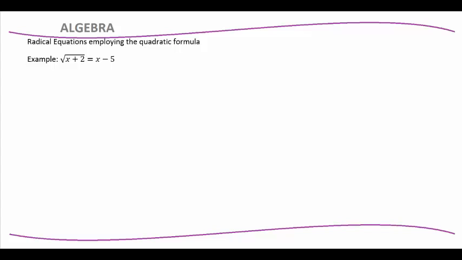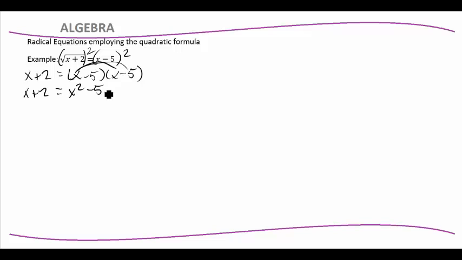We're going to start off by getting rid of the square root. So we're going to square both sides of the equal sign. We're going to get x plus 2 equals x minus 5 times x minus 5, since it's squared, it'll be times itself. And now we're going to FOIL. We'll get x times x, which is x squared, x times negative 5, negative 5x, negative 5x again, and plus 25. Let's combine like terms, so we're going to have x plus 2 equals x squared minus 10x plus 25.